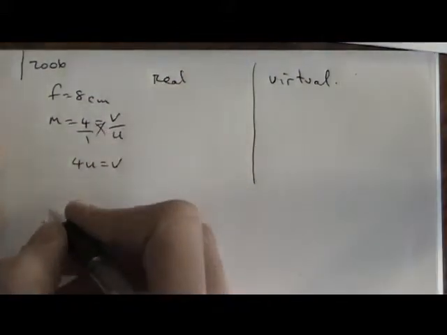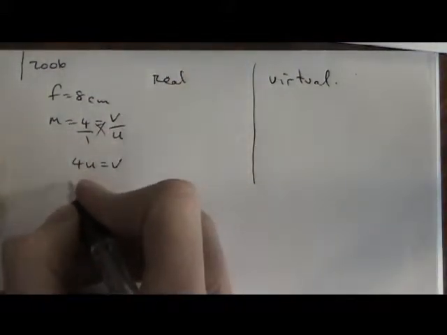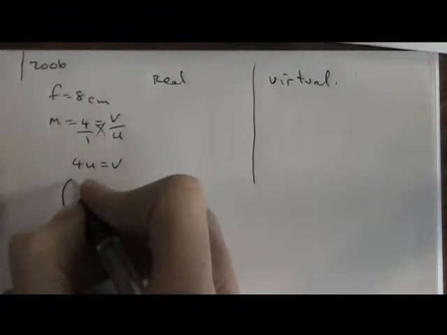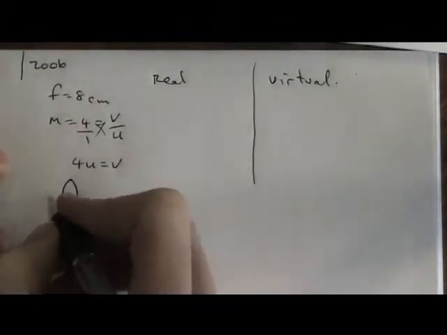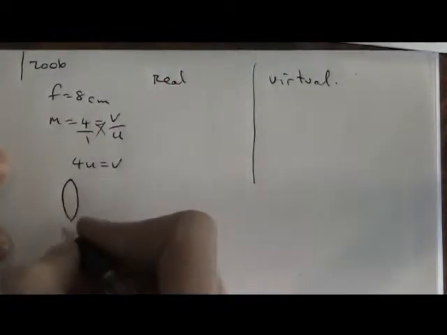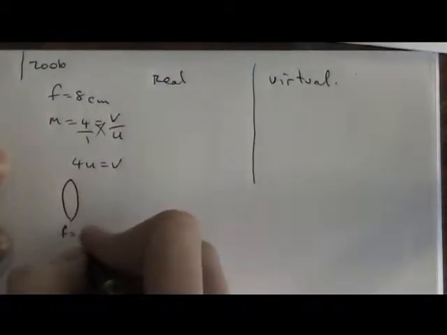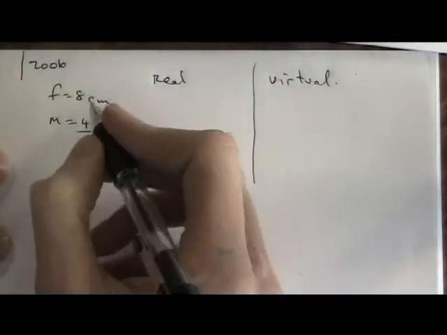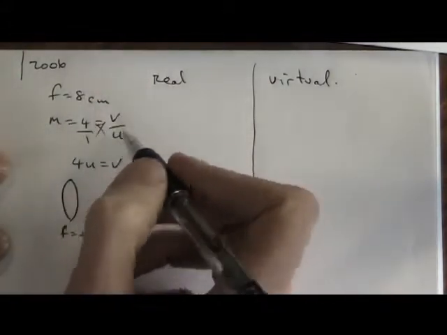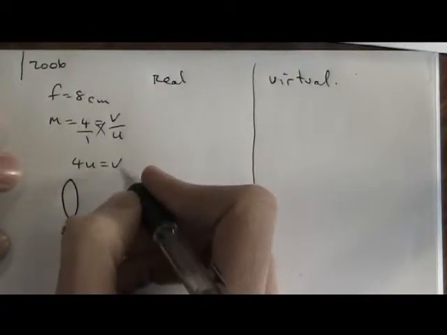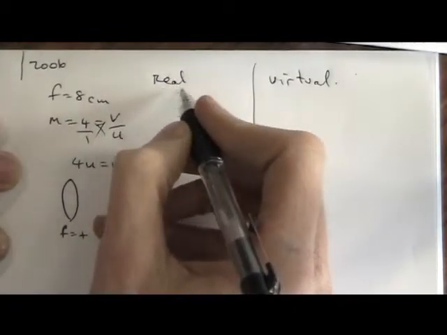Now what kind of lens was a convergent lens? Well, a convergent lens looks like that. And the focal point for a convergent lens is always plus. F is equal to plus. So focal length is 8. Magnification is equal to 4. So you get 4U is equal to V. Now we go with the real one first.